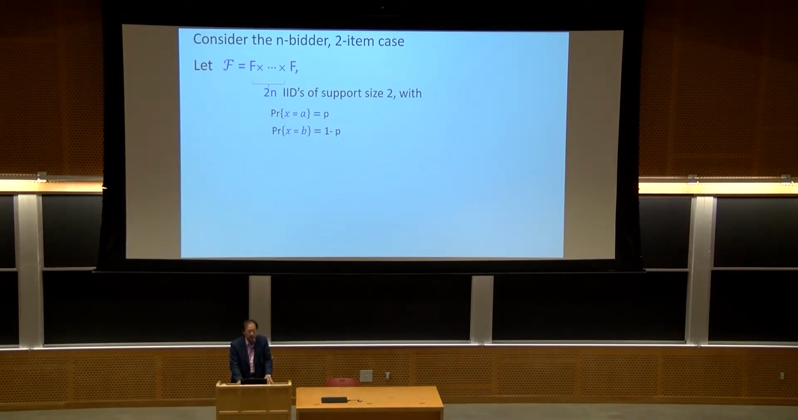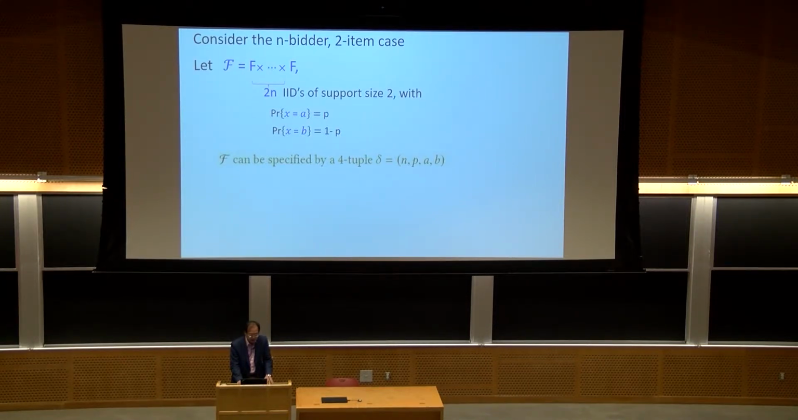Sometimes we can just normalize it so that A is equal to 1, then B is something greater than 1. And on this support, there's only one further parameter, namely P, which is between 0 and 1. That's the probability of getting the low valuation.